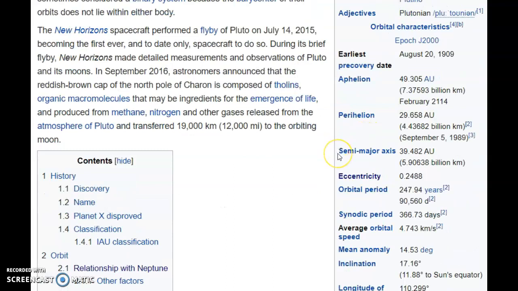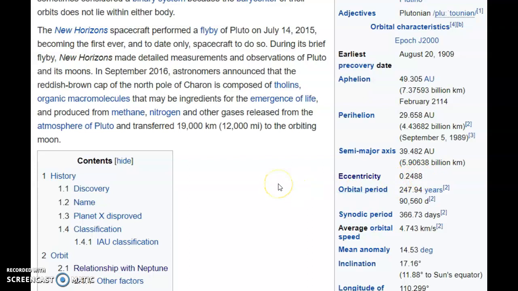Okay, here is the semi-major axis, 39.482 astronomical units. 1 astronomical unit is the average distance between Earth and Sun. So that means that Pluto is approximately 39 times further out from the Sun than the Earth. So quite a bit, of course. And then this is the eccentricity, 0.2488.